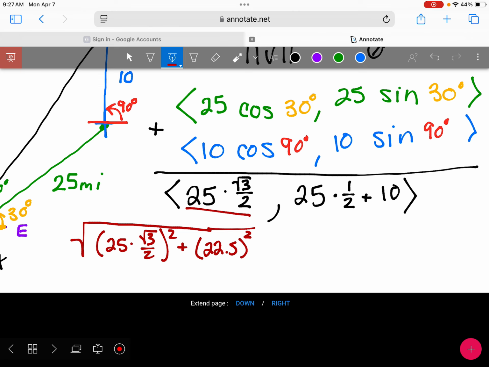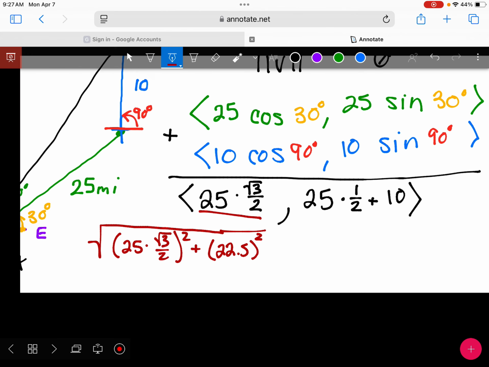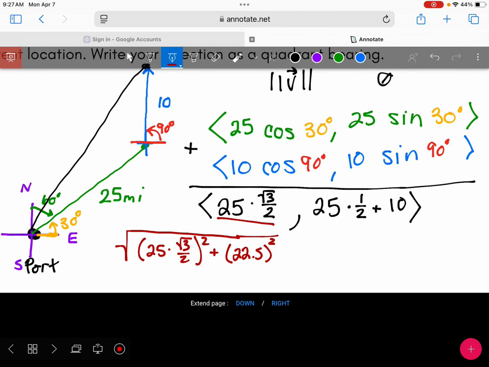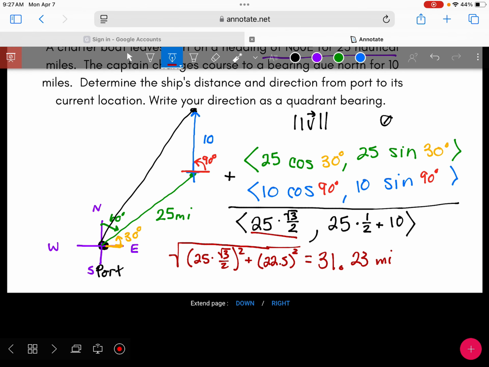They went 25 miles and 10 miles. They did not wind up 300 miles away. 31.2. Yeah, 31.225, 31.23, however it is that we round. 31.23 nautical miles. If you just put miles, I am 100% cool with that because boats are weird. So that's our magnitude.